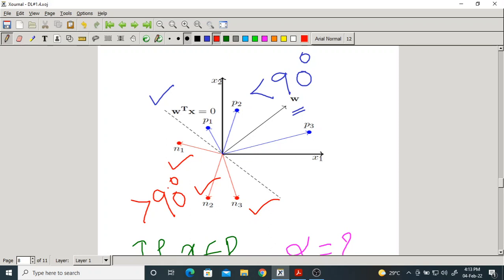Now we are getting into the angle parameter. We have to choose this W properly so that it makes an angle of less than 90 degrees with the positive inputs and more than 90 degrees with the negative inputs. Then there is no error. Otherwise there is error. That is simple logic. So we conclude that.